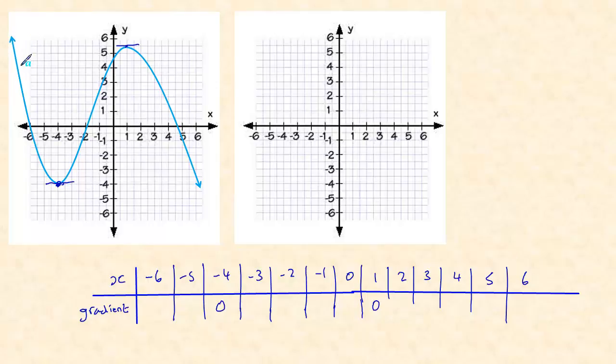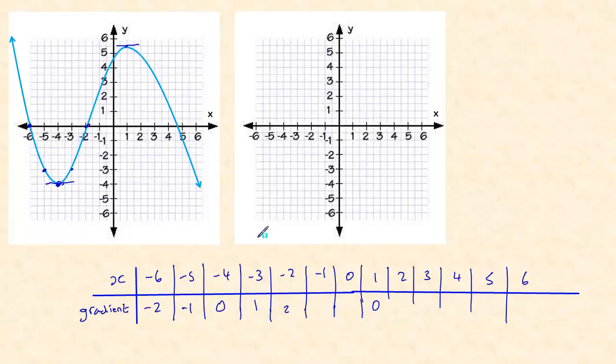Along this section, we can see that the curve has a negative gradient. And let's just say here at -5, the gradient of the tangent there is -1. And at -6 we can see it's steeper. Let's say the gradient there is -2. Coming across at -3 we might say the gradient is now 1 because we can see it's positive along this section. And at -2 we might say the gradient is 2.